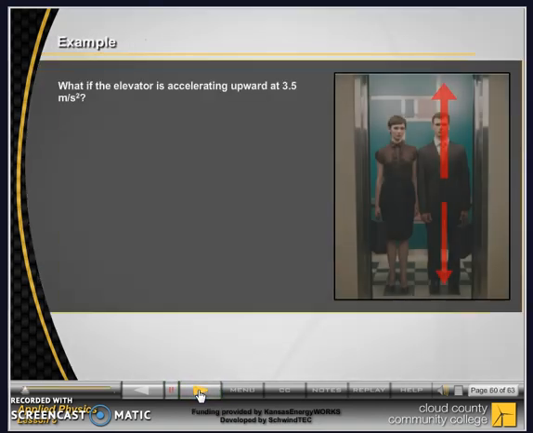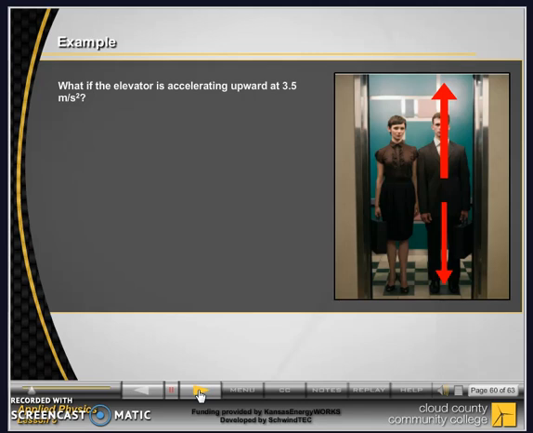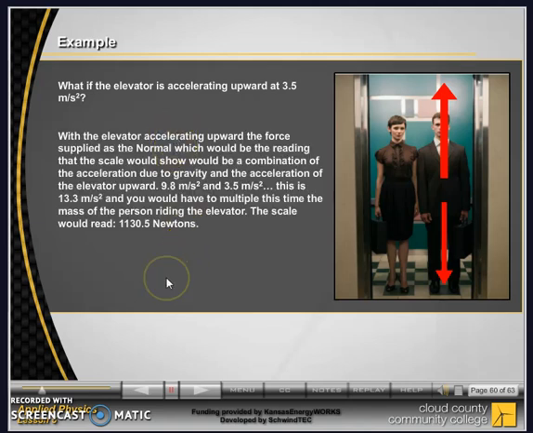What if the elevator is accelerating upward at 3.5 meters per second squared? With the elevator accelerating upward, the force supplied as the normal, which would be the reading that the scale would show, would be a combination of the acceleration due to gravity and the acceleration of the elevator upward, 9.8 meters per second squared and 3.5 meters per second squared. This is 13.3 meters per second squared, and you would have to multiply this times the mass of the person riding the elevator. The scale would read 1130.5 newtons.